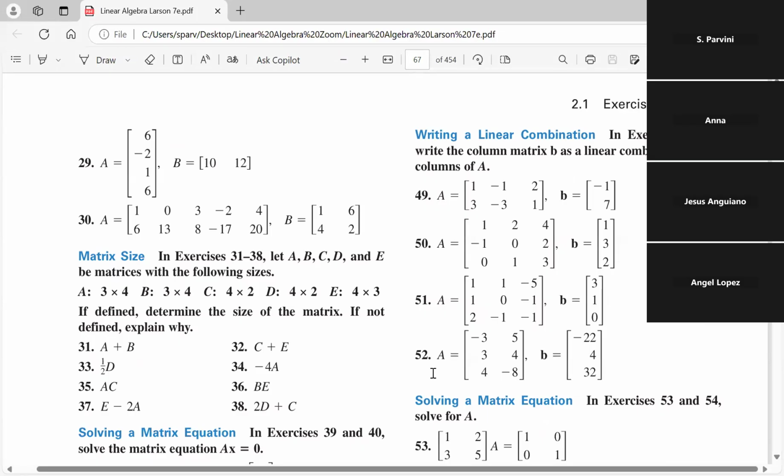And so let me copy this matrix first. Matrix A: -3, 3, 4, 5, 4, -8. And then B, the column vector B, is -22, 4, 32. All right. So let's do this. Again, the question, let me change my share to my notepad.